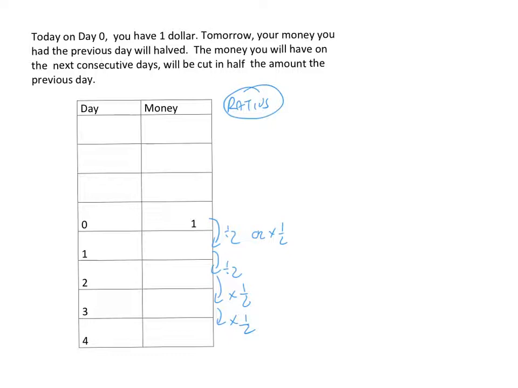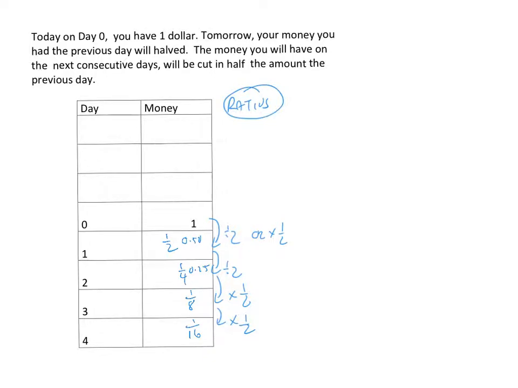Instead of calling it 50 cents, I'm going to put it in a fraction, 1 over 2. This one here, you get 25 cents, but in this case I want to change it to 1 over 4, 1 over 8, 1 over 16. So you're multiplying the fractions by 1 over 2.